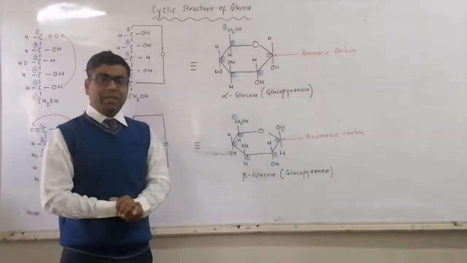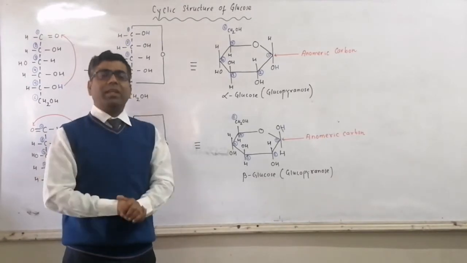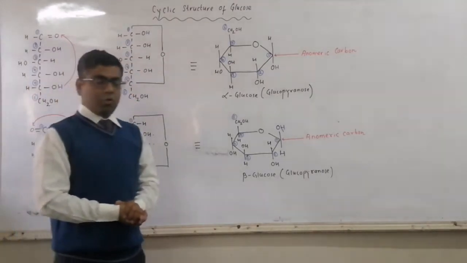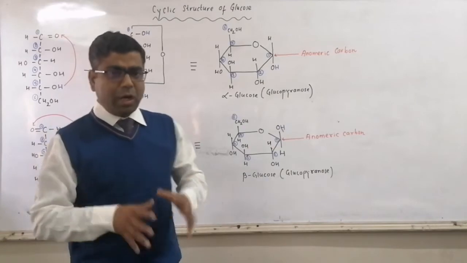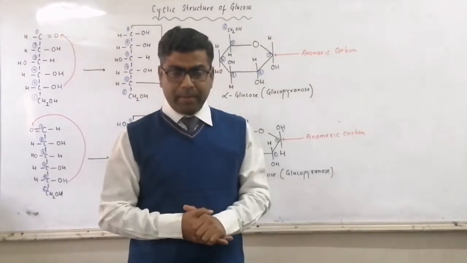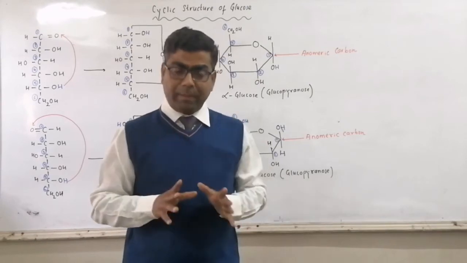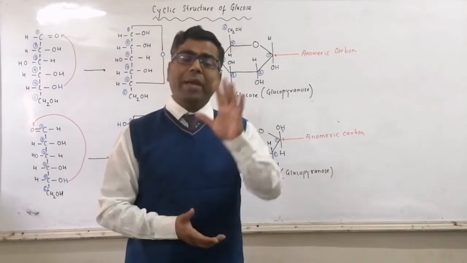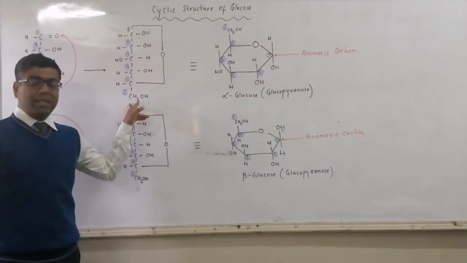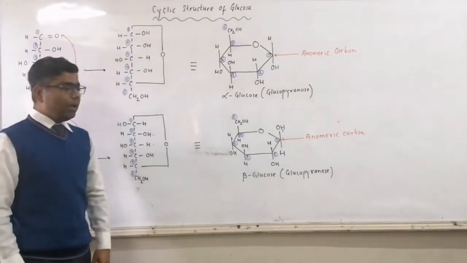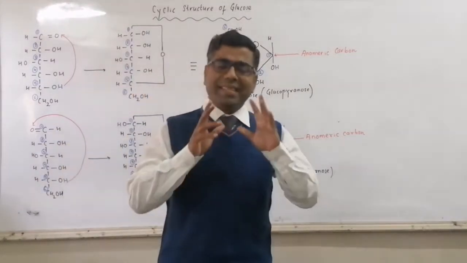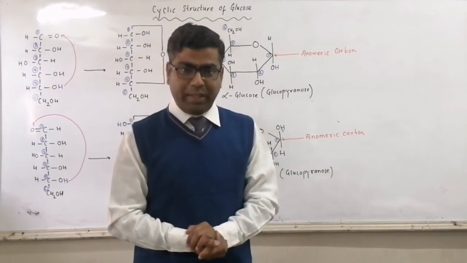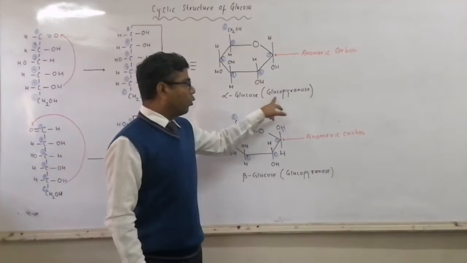So how many atoms are involved in the ring structure? Total 6 atoms are involved in the ring structure. See here, 1, 2, 3, 4, 5, 6. So the ring structure consists of 6 atoms. I am not saying carbon atoms, 6 atoms. Here O is also counted in the 6 atoms. So there is 1 O atom and 5 carbon atoms. This carbon is not included in the ring. So whenever a ring structure consists of 6 atoms, then the ring is called a pyranose ring. So this structure is called glucopyranose.